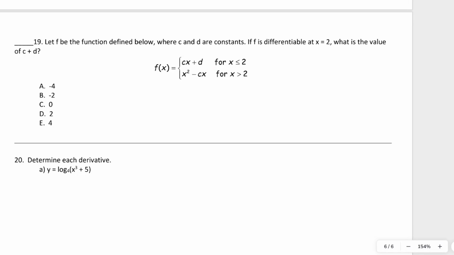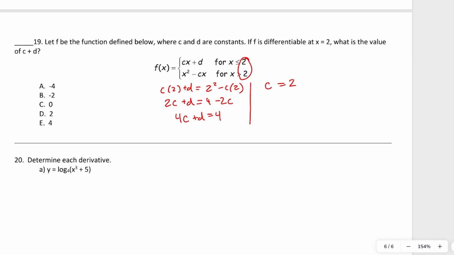So we have cx plus d equals x squared minus cx, but where x is equal to 2. So c times 2 plus d equals 2 squared minus c times 2. That's going to be 2c plus d equals 4 minus 2c. And so let's see, 2c plus 2c is going to be 4c plus d equals 4. So that's one little equation we can set up. The next equation we can set up is going to be based on the fact that the derivatives are going to have to be equal at x equals 2 in order for this to be differentiable. So the derivative of cx plus d is just c. And the derivative of x squared minus cx is going to be 2x, so 2 times 2 minus c.